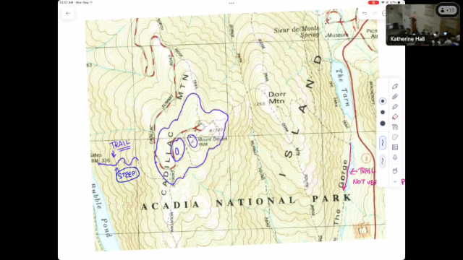So right here, I have this map of Acadia National Park. In purple here, what are these sort of purple concentric circles? How am I viewing that? That should be a mountain, right? So these concentric circles, it could also be a pit, a hole.